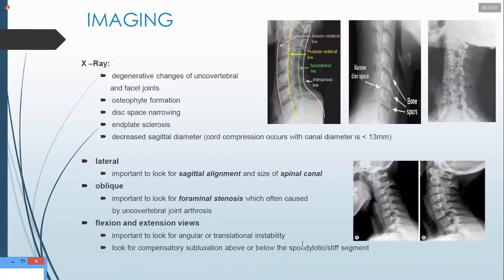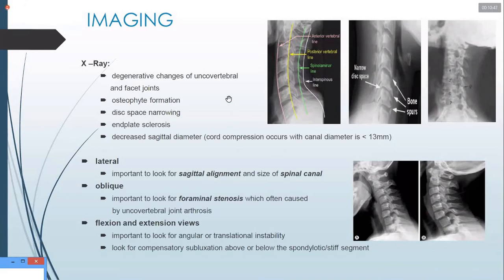So coming to the imaging, the most common one we do in the early stage is the cervical X-ray. The degenerative changes we see are in the uncovertebral joints and the facet joints, osteophyte formation, and disc space narrowing. Like here, these are the osteophyte bone spurs and the narrowing of the disc space. The facet joints here have sclerosis, and there is end-plate sclerosis of the vertebral bodies. So these are the typical pictures of cervical spondylosis.